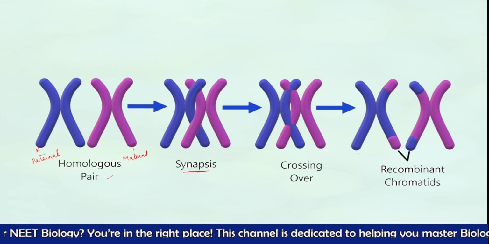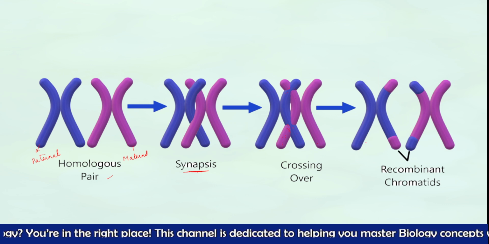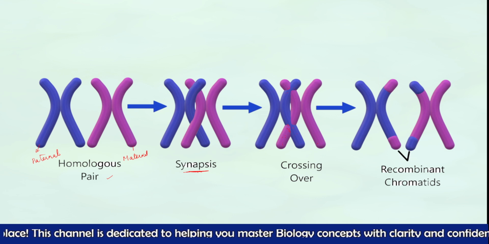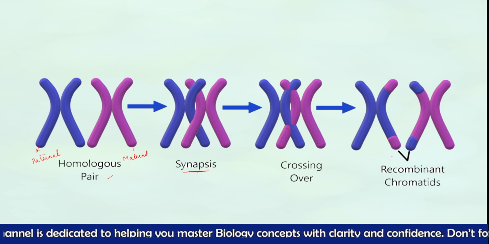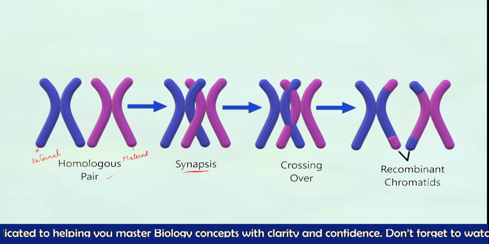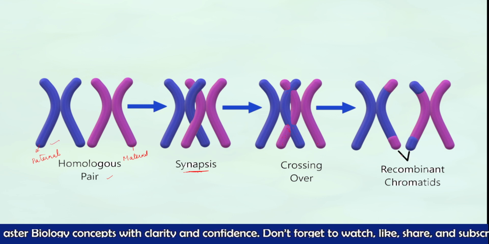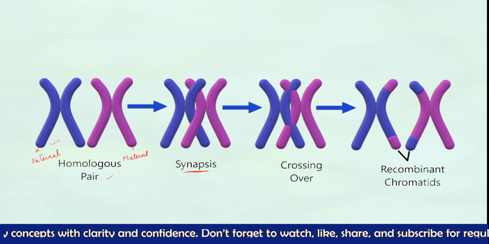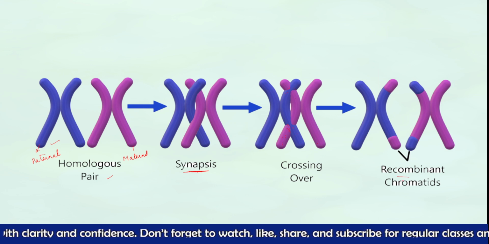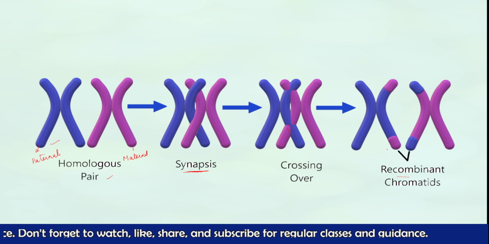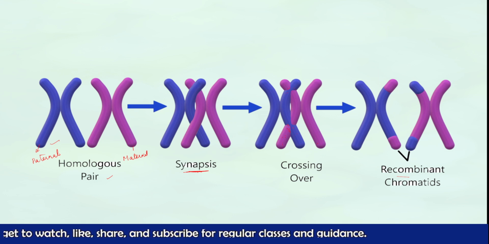Okay, that's what the maternal and paternal chromosomes do: they cross over each other, and then they cut the part and exchange their material. So now see the last chromosome, and compare it with the first one. You can see some changes in the chromosome structure. That is called recombination. So now these chromatids are called recombinant chromatids. Okay, so this is important.